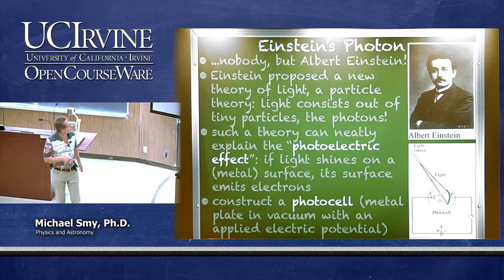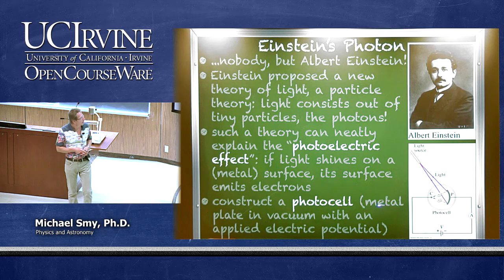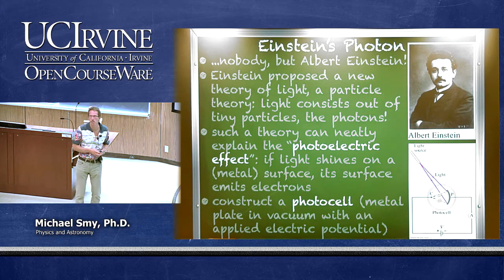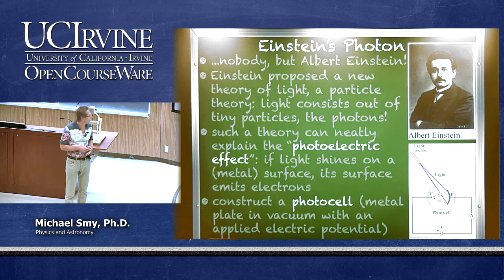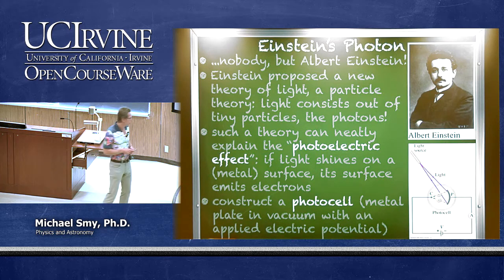The photoelectric effect is that if you shine light on a metal surface, then the surface starts to emit electrons. And so you can construct a so-called photocell where you apply a voltage to a metal surface. Here we have anode and cathode. And then you evacuate it so that electrons have an easier time propagating. When you shine light on it, you observe a current. And that current varies with the potential that you apply.